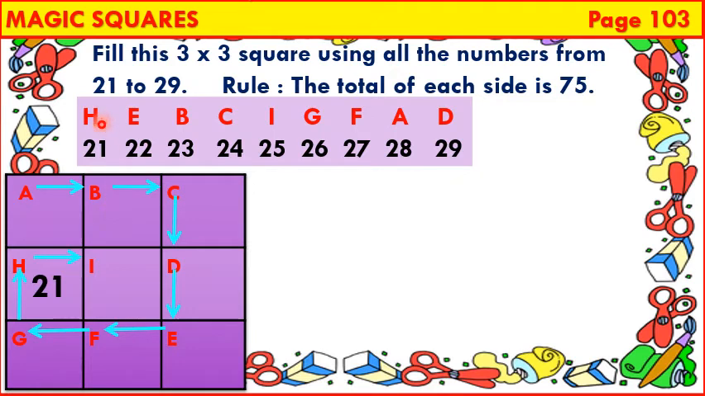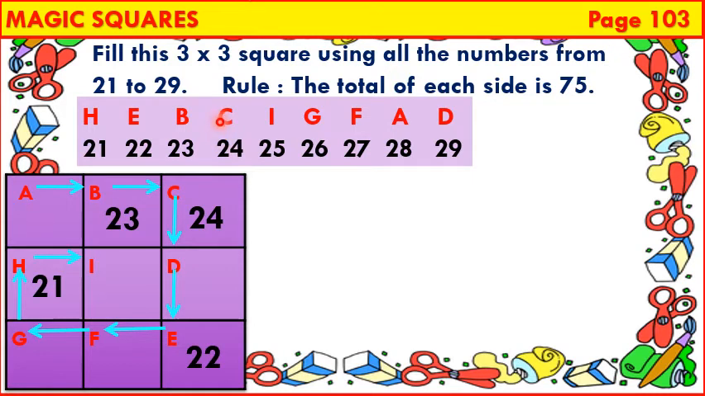Now consider the letters below Heb, Sig, Fad. Below H, 21 is written. So write this 21 below H in this magic square. Below E, 22 is written. So write 22 in this magic square below E. Below B, 23 is written. So write this 23 below B in this magic square.